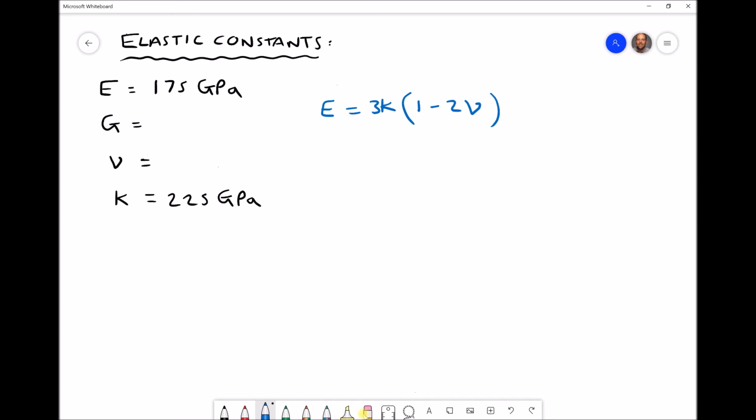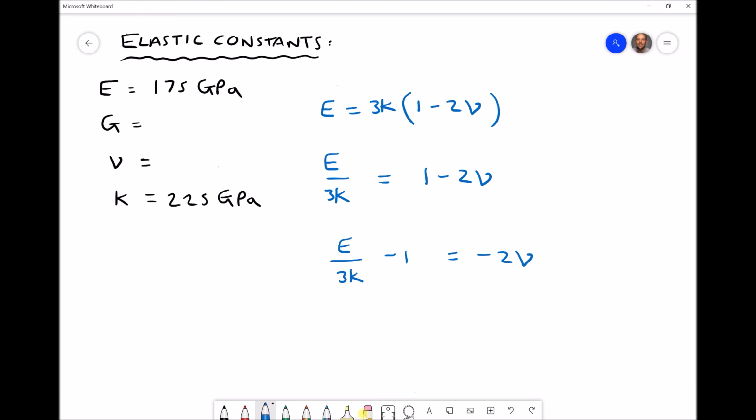Note that we're trying to find the Poisson's ratio in this case, so the first thing that we need to do is divide each side by 3k. We get E over 3k equals 1 minus 2 times our Poisson's ratio. The next step is to subtract 1 from each side, and in doing so we get E over 3k as a fraction, minus 1, equals minus 2 times the Poisson's ratio.